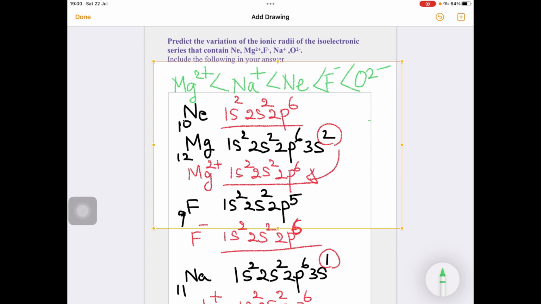Now, why are we saying that the oxide ion has a larger radius than the fluoride ion? Usually across the period we say oxygen and fluorine have the smallest radius, but here, compared to fluoride, oxide has more electrons and more inter-electronic repulsion, so this is going to be the odd one.